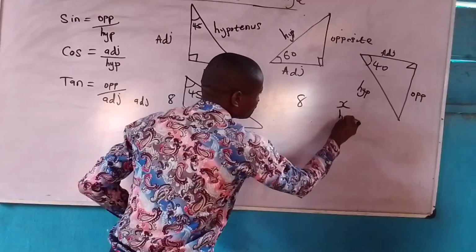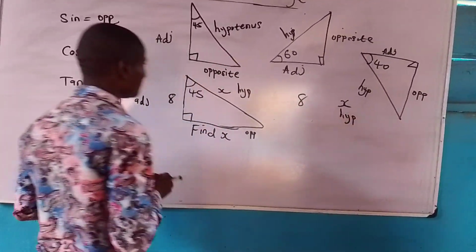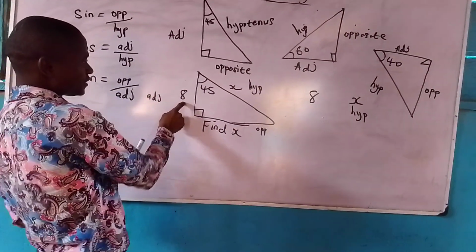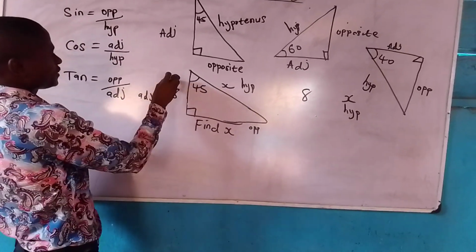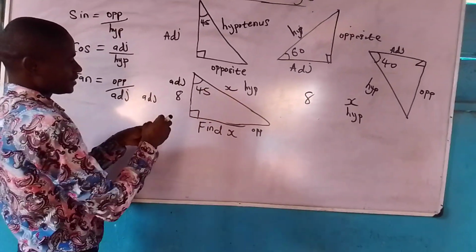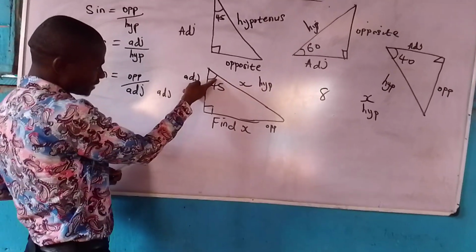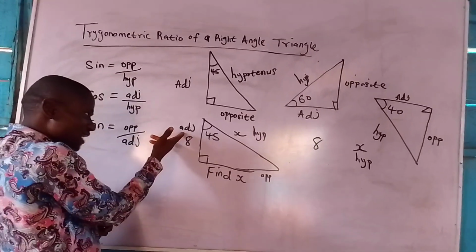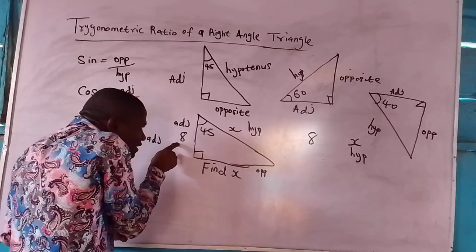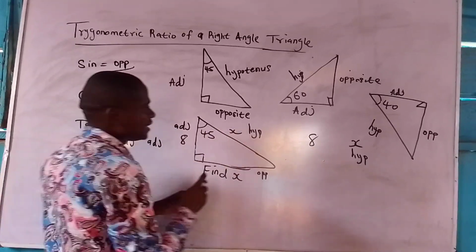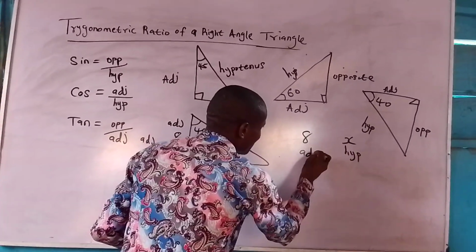So now, this is x. X is the hypotenuse. Just be watching me, I'm showing you something. 8 is the adjacent, because this place I marked as my adjacent. This angle is pointing here. This angle 90, hypotenuse. This angle that is given, opposite. Then the remaining side is adjacent. So you are given this one and you are finding here. This is our adjacent, right?